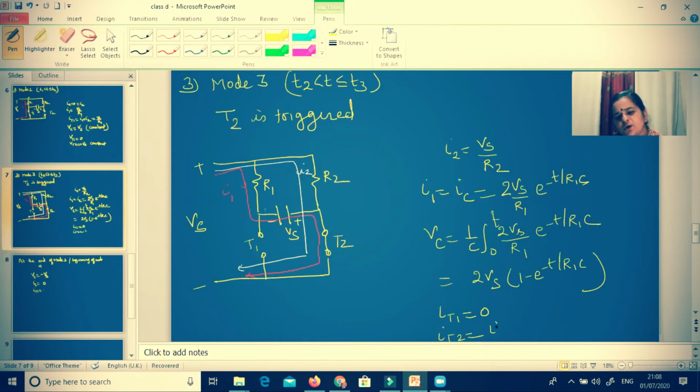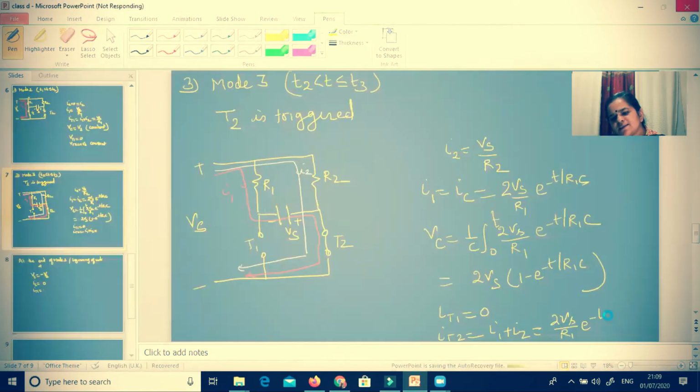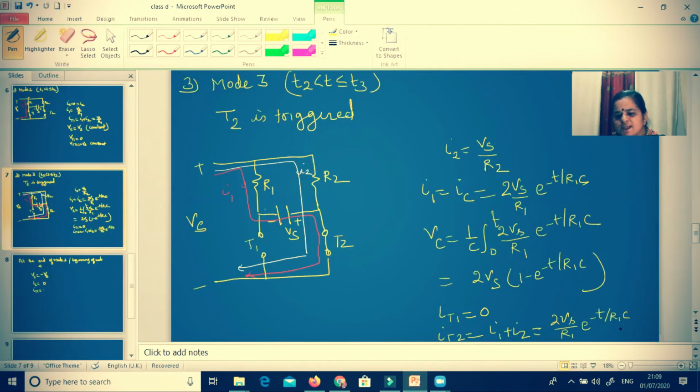IT2 will be equal to I1 plus I2. So I1 in this case is 2 Vs by R1 e to the power minus t by R1C, plus Vs by R2. VT1 in this mode will be VC. As VC is changing, in a similar fashion VT1 is changing, and VT2 in this mode will be 0.